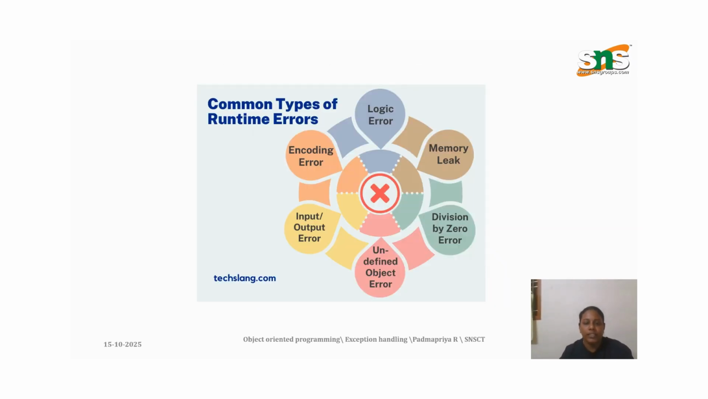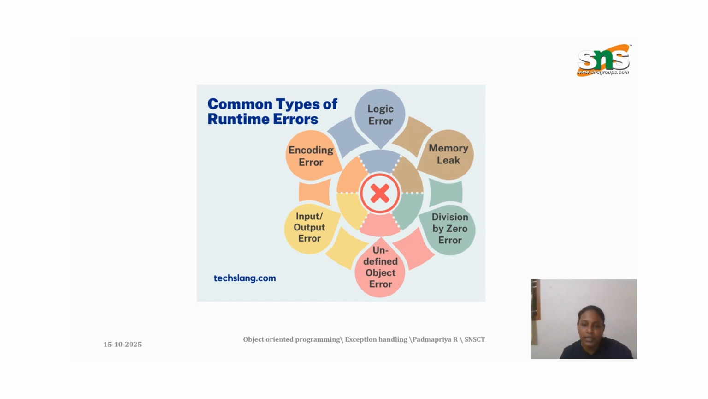And these are all the common types of runtime errors. Under these common types of runtime errors, what kinds of errors have we already seen? That is logic error, memory leak, division by zero error, undefined object error, input output error, encoding error. Logic error means when we define some programs, we technically define mathematical expressions or operations, and we make some careless mistakes in those expressions. This is called logic error.